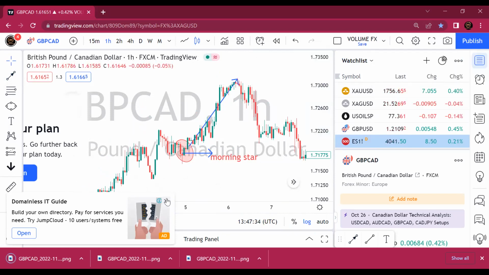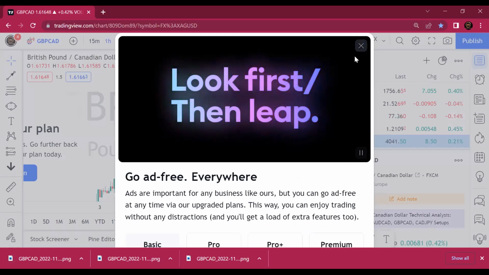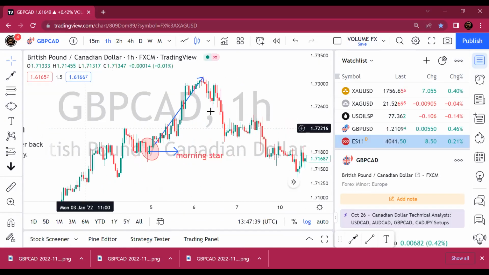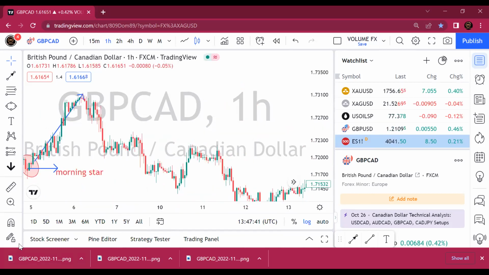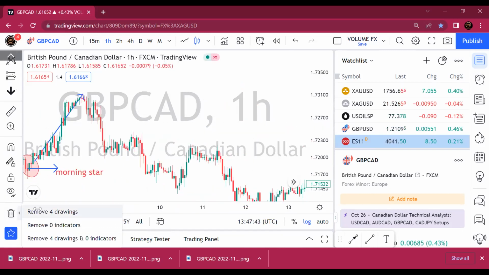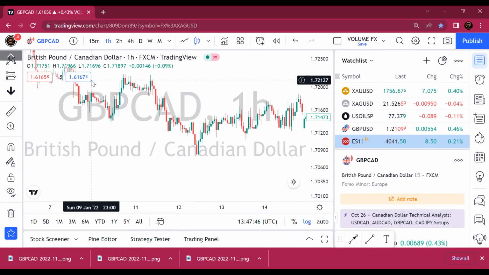Okay. Good. I don't know if my plan has expired or what because I should not be seeing these ads. Anyway, good. No problem.